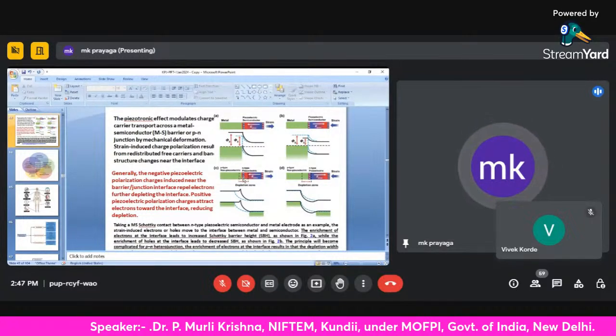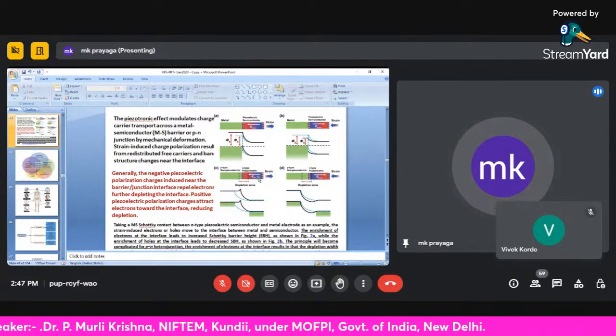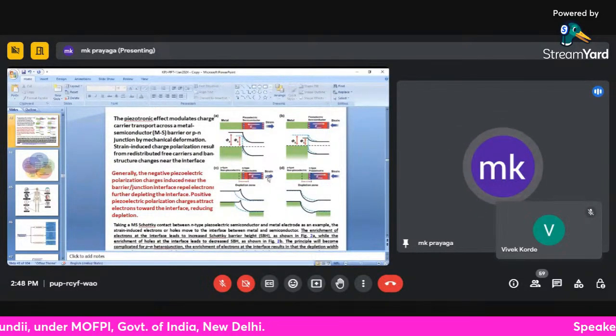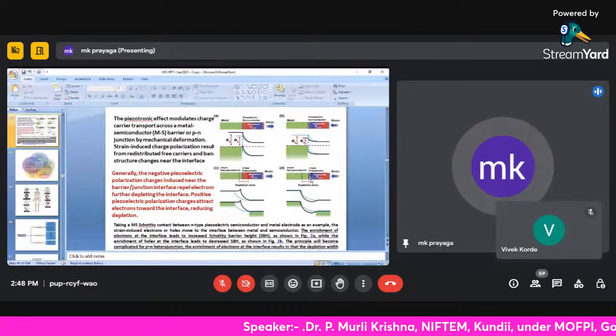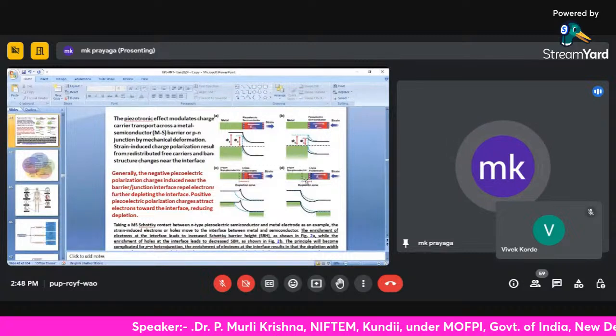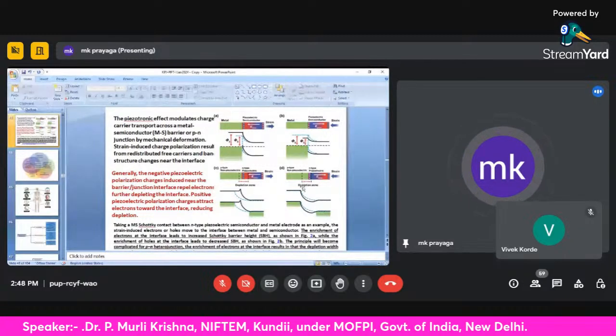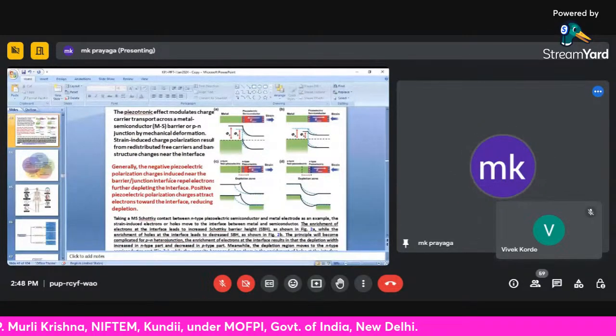Once a negative charge comes, because of the application of strain and stress there, the electrons will repel and your barrier will change. And if a positive charge comes, electrons will be attracted and the barrier will be decreasing. Okay, that is the application you will find with this.